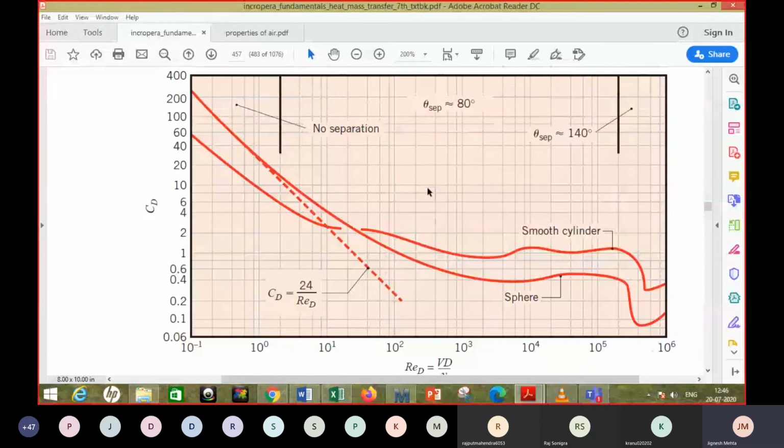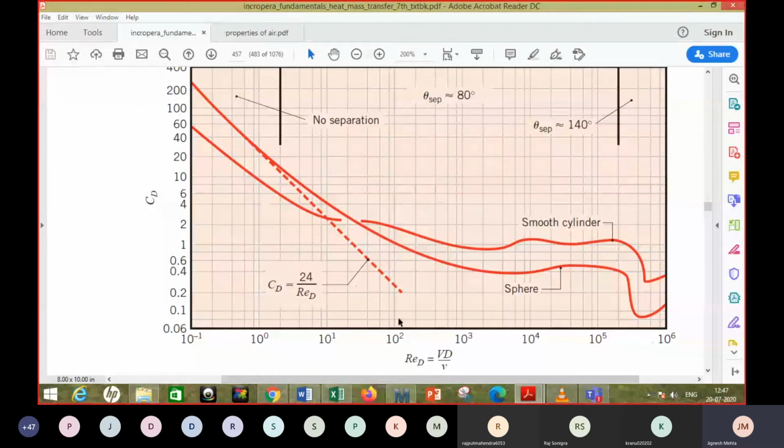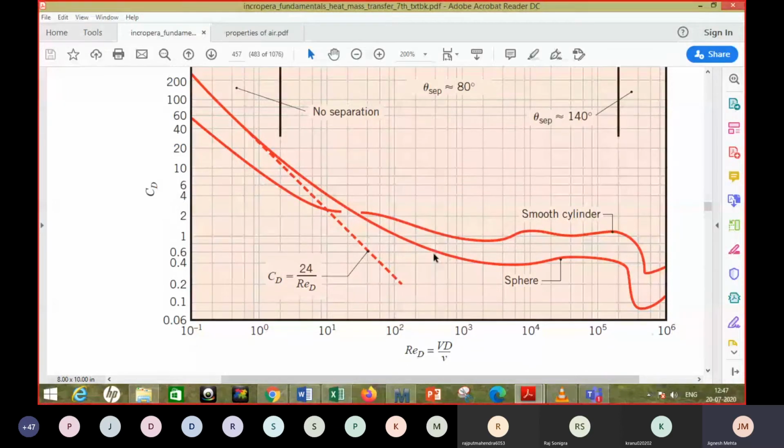Okay, so theta separation taking place at 140 degrees in case of turbulent flow, right? This is turbulent flow, and theta separation taking place at around 80 degrees in case of the lower value of Reynolds number.